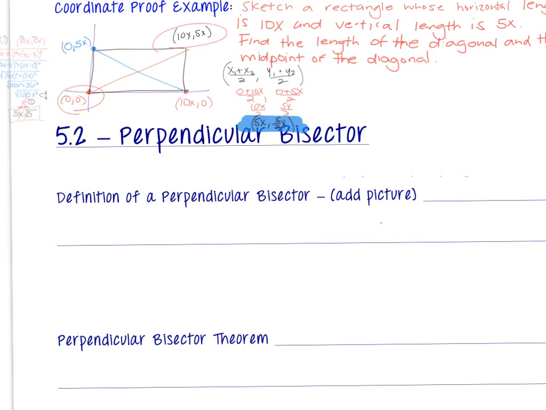Okay, 5-2 started perpendicular bisectors. So this was the first of our 4 segments that have a definition, have a theorem, have a point of concurrency with a name, right? So this is where a lot of the vocab started.